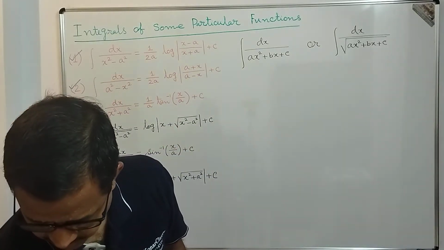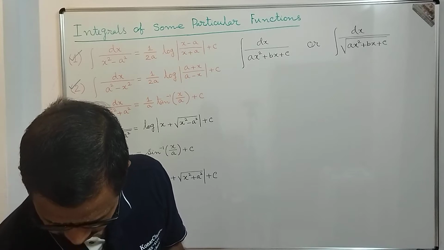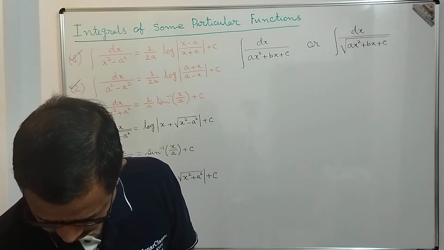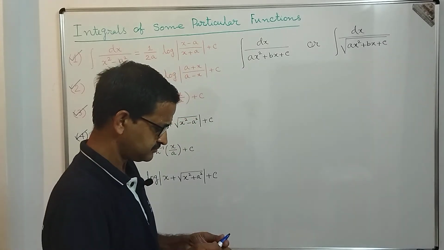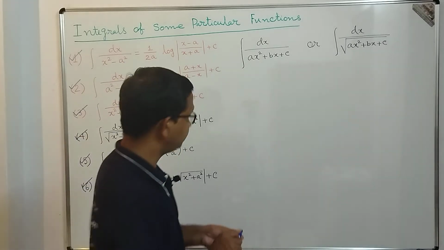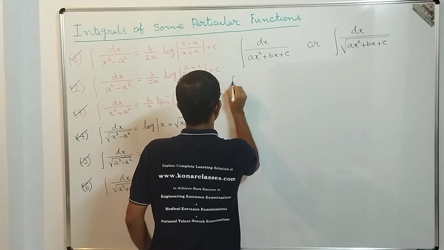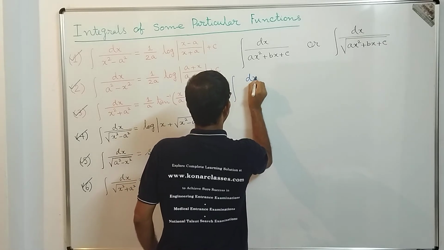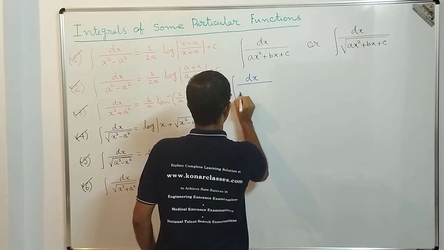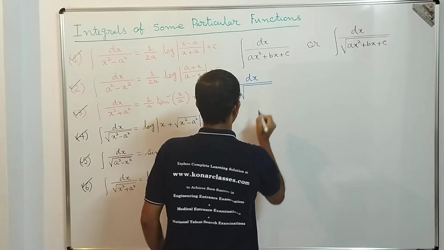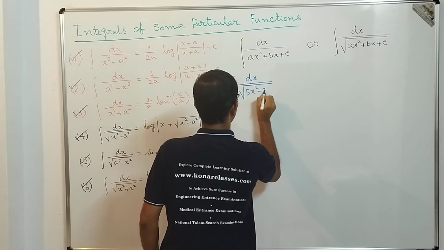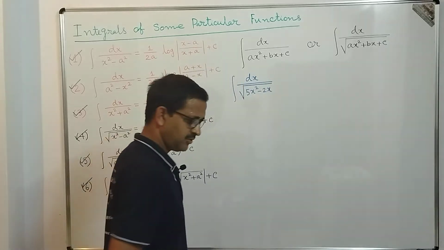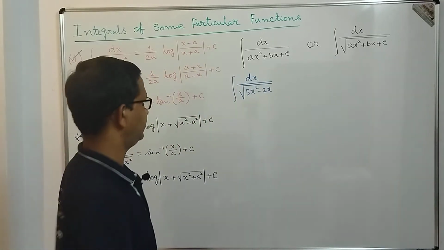So the next question we are going to do is the integration of dx by square root of 5x square minus 2x. Integration of dx by square root of 5x square minus 2x. Let me verify once more with my note that it is exactly the same thing. Yes, it is the one.